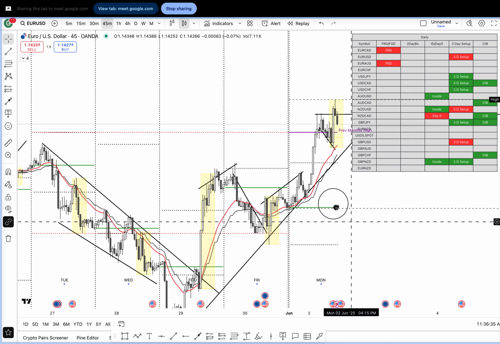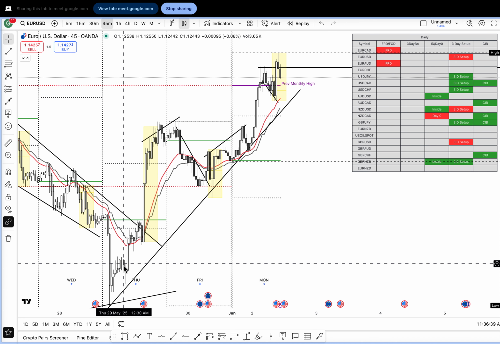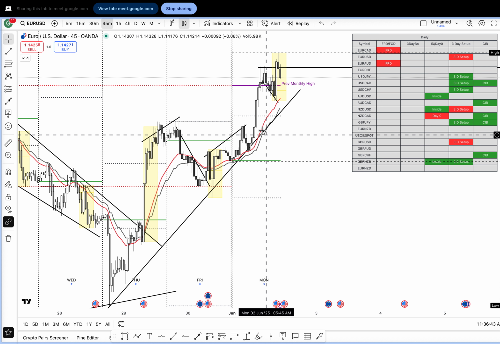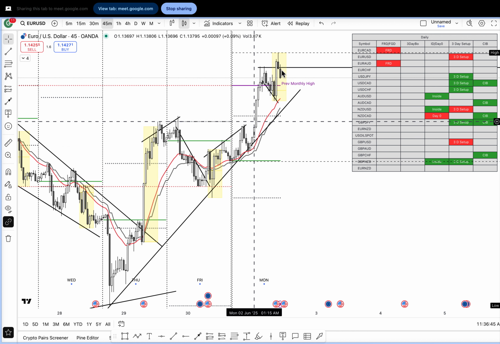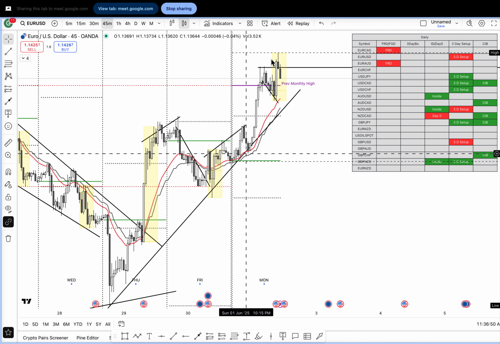Remember, I said I built this screener for newbies to learn what a 3-day setup looks like. Day 1 is the low of the week. Day 2 breaks out on Friday. Day 3 breaks out again on Monday, targeting the magnet. It is in the playbook. We have a trend continuation.